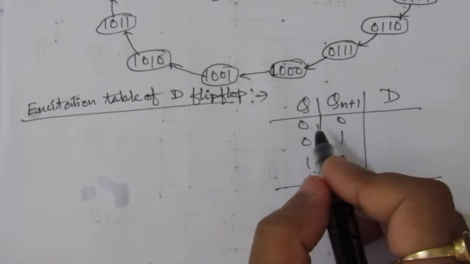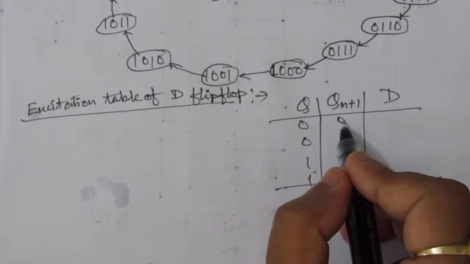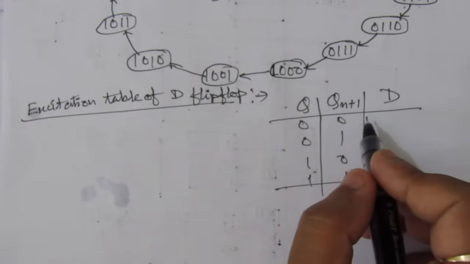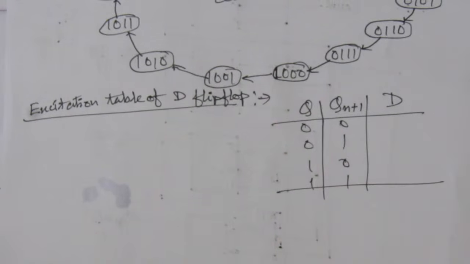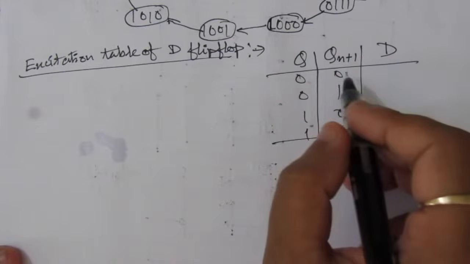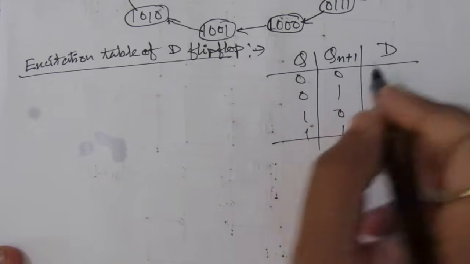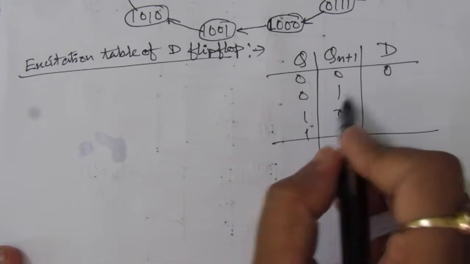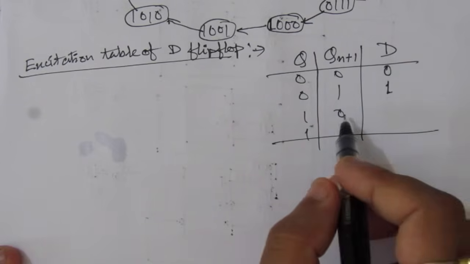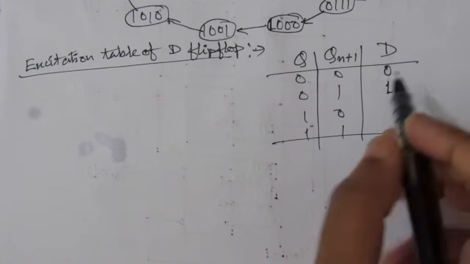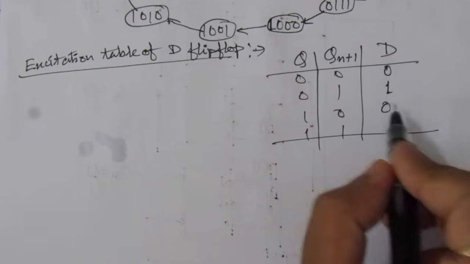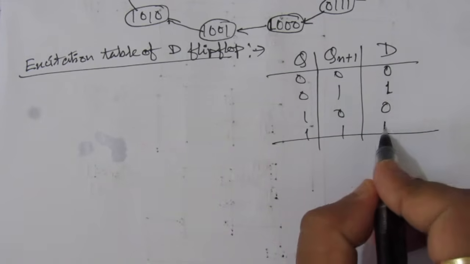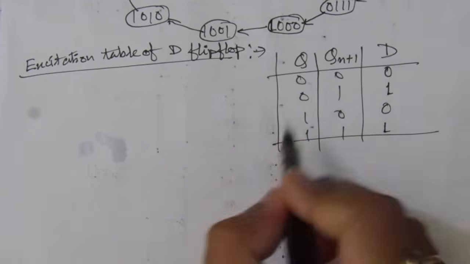For getting the next state 0 from the present state 0, what will be the D input? We know that in a D flip-flop, the output is the same as the input. That means to get 0 at the next state, we have to apply D equal to 0. To get the next state equal to 1, we have to apply D equal to 1. So this is the excitation table of the D flip-flop.